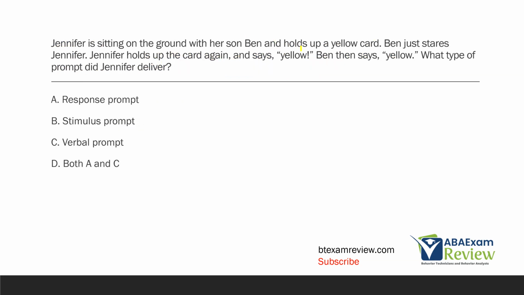Jennifer is sitting on the ground with her son Ben and holds up a yellow card. Ben just stares at Jennifer. Jennifer holds up the card again and says yellow. Ben then says yellow. What type of prompt did Jennifer deliver?